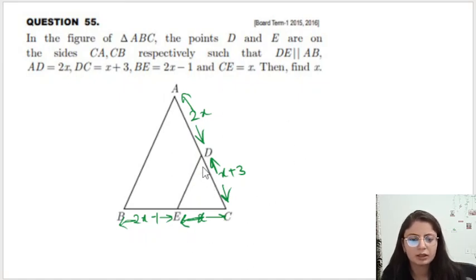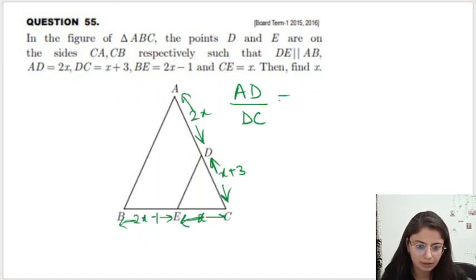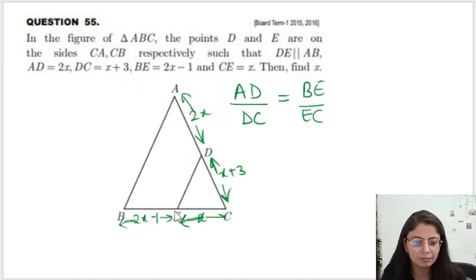Okay. Now it's given that DE is parallel to AB, right? So we will use this theorem that if a line is drawn parallel to one side of a triangle intersecting the other two sides at two distinct points, then the other two sides are divided in the same ratio. Fine. So we can say that AD by DC is equal to BE by EC.